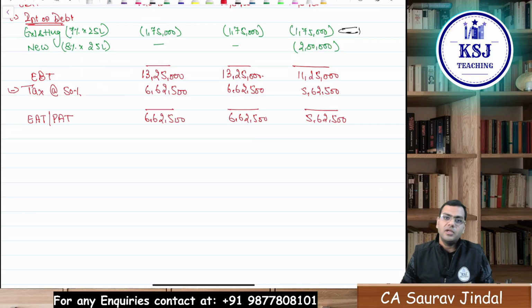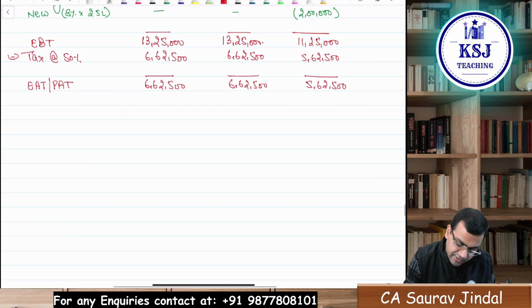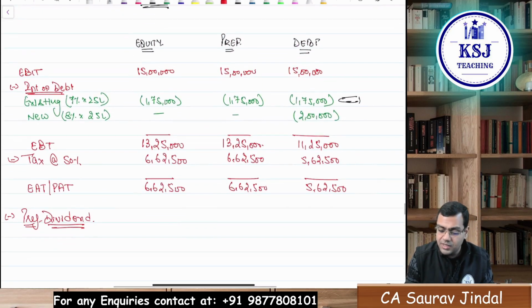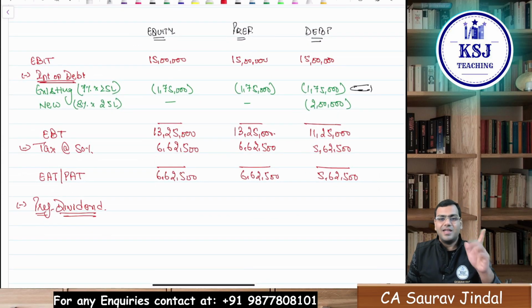Now what you should be doing from here? From here, you will have to subtract your preference dividend. Again, in preference dividend, will there be any preference dividend in the equity option? You will say, no sir, the preference dividend will only be in the preference share option. Again, you will be wrong.